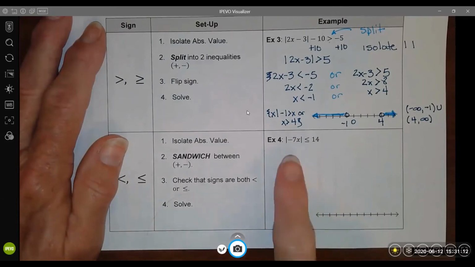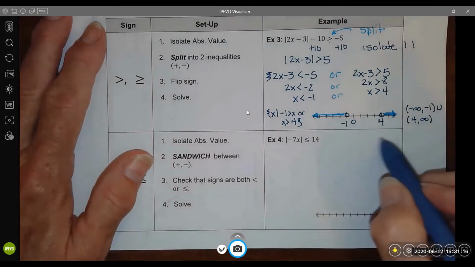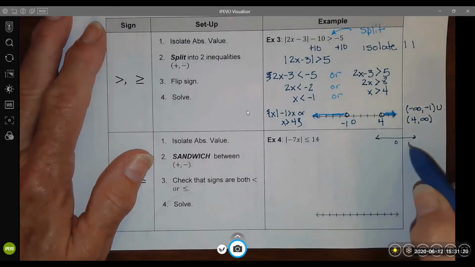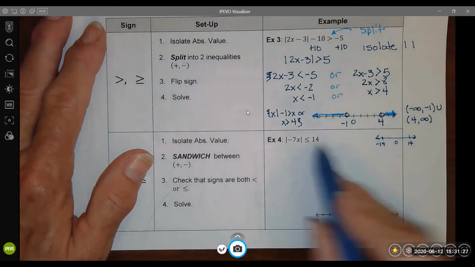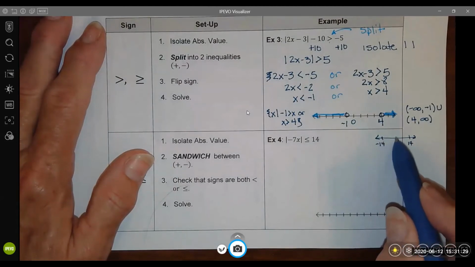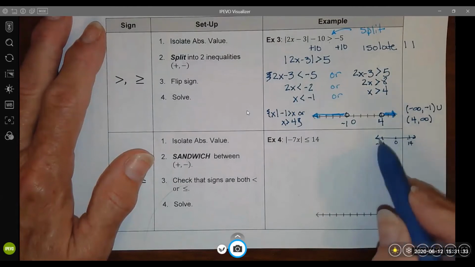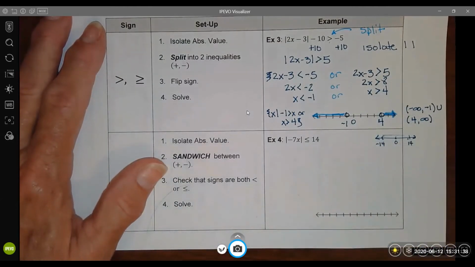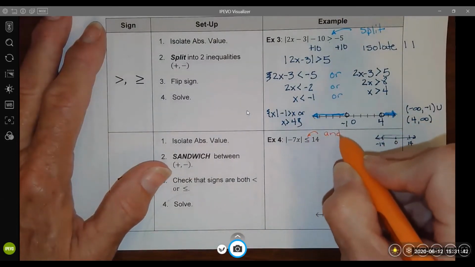All right, so if I were just to draw a picture up here, and this is not my solution set, but this is just what this means. Here's 0, here's 14, that's 14 away, and here's negative 14. So my solutions have to be less than the distance from 0 to negative 14, or less than the distance from 0 to 14. So they're going to lie somewhere in between those two numbers. That creates an AND statement, or a sandwich.